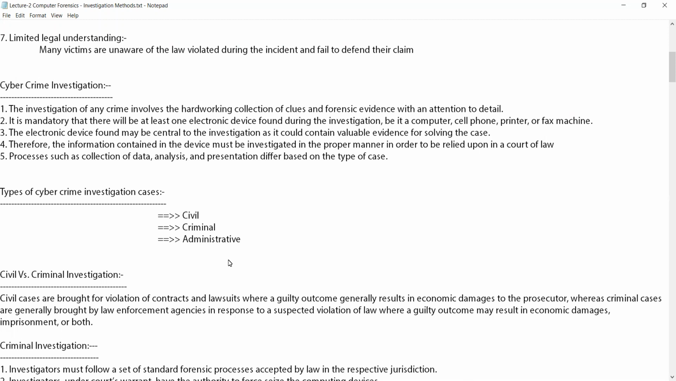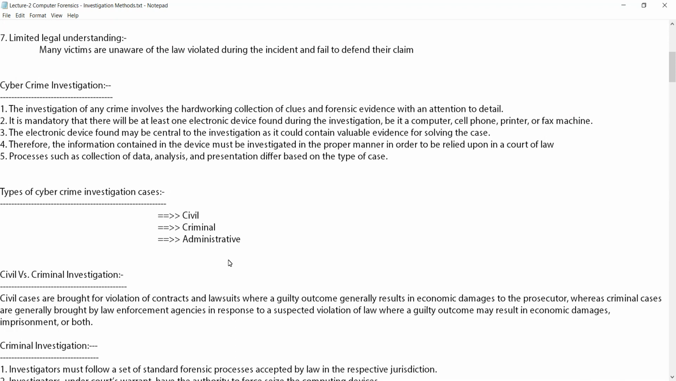First, you need to understand the difference between civil and criminal investigation. Civil cases are brought for violation of contract. If you are working as a cyber forensic investigator on a civil case, it is brought via a violation of contract or lawsuit, where a guilty outcome generally results in economic damage to the prosecutor. Sometimes a person is caught by the police and accepts, yes, I am guilty. In that scenario, the result of the case is economic damage, meaning they need to pay some money to the prosecutor. So this is the civil case process.